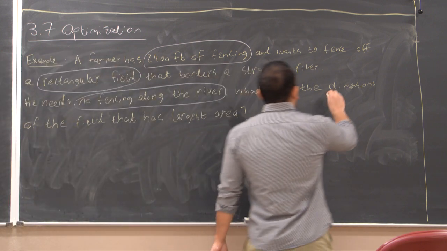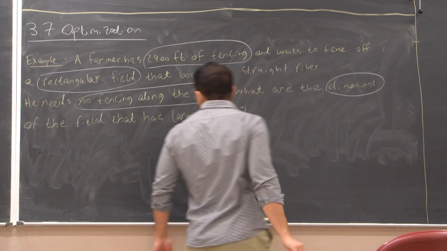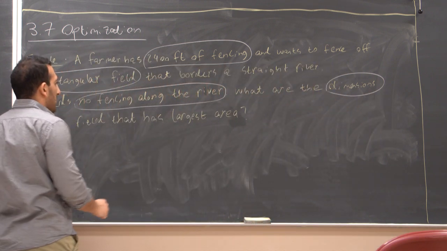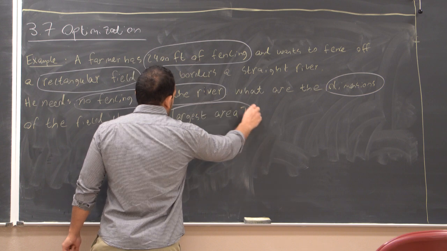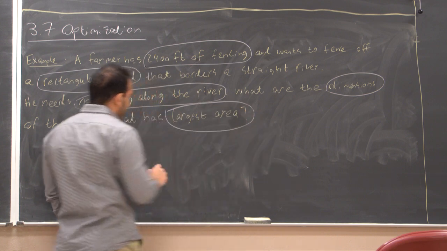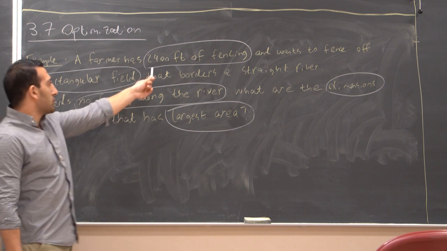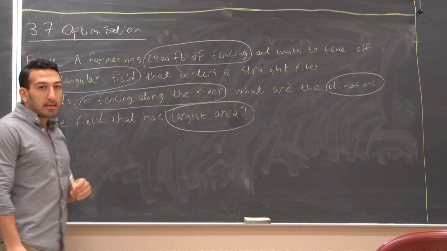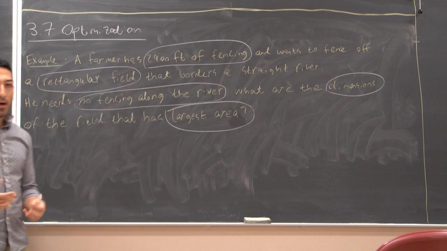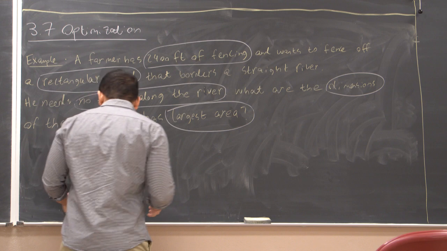So we're looking for dimensions of the field that has the largest area. So this is also important. Okay, so this is the key part of the problem: we know that we have 2,400 feet of fencing, and we're trying to make a rectangular field. So this 2,400 feet of fencing is going to represent the perimeter of the field that he's making.